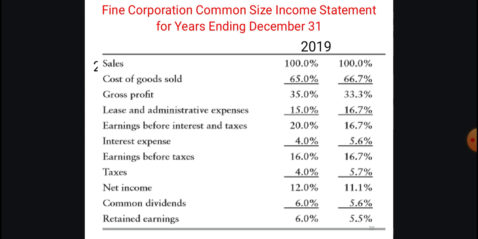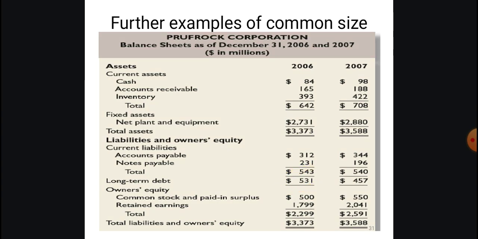Gross profit is the difference between the two for the 2 years. Less administrative and lease expenses are then provided. Then accordingly, every analysis has been done, and finally, the net income is 11.1% of total sales in 2018, and 12% of total sales in 2019.